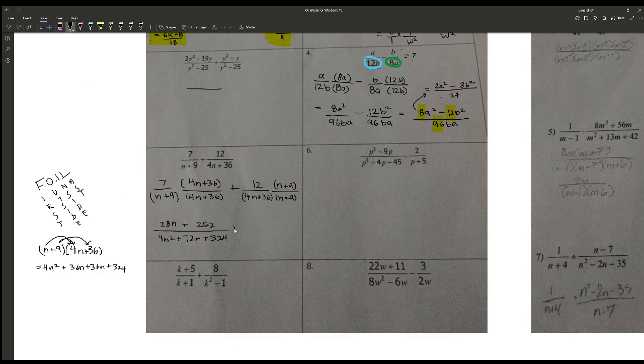Plus, we have the same denominator, so I'm just going to extend that out. We have 12 times n, so that's going to be 12n. And then 12 times 9, so that's a 9, not an a. 12 times 9 is 108. Now, if we gather like terms, let me just shift this up.